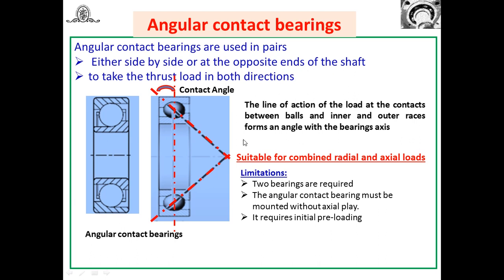But what are the limits? This is the major advantage: it can take radial and axial load. But there is some limitation, because we can't use a single bearing. Two bearings are required. This is the limitation. Because of this, the cost is going to increase. Second, angular contact bearings must be mounted without axial play, otherwise the components may change, and it requires initial preloading. These are some of the limitations of the angular contact bearing.